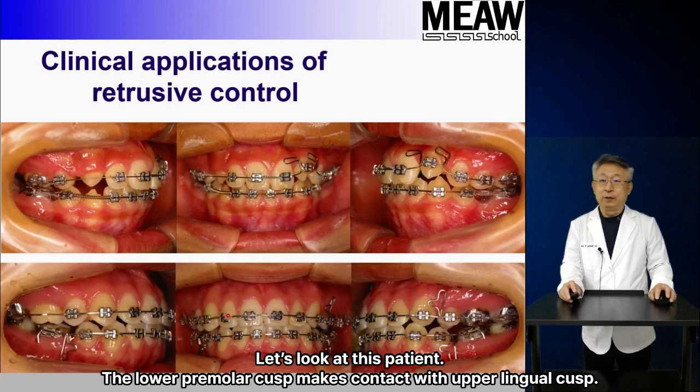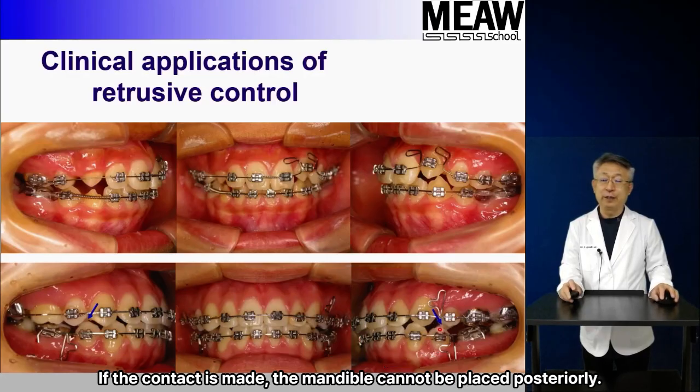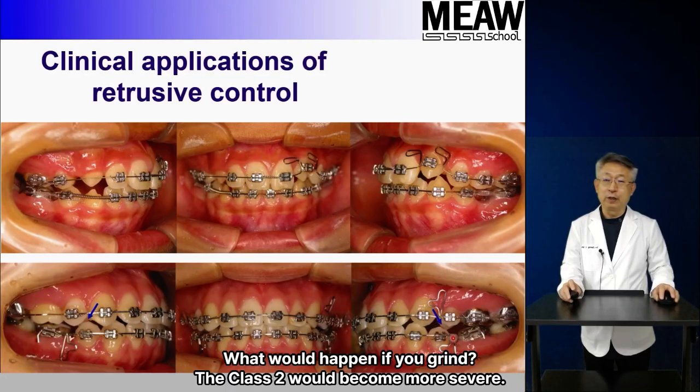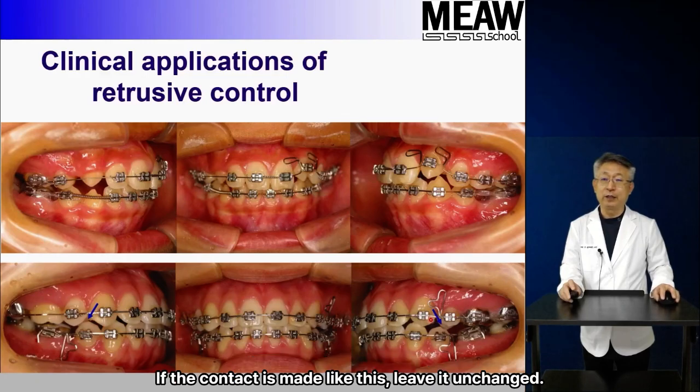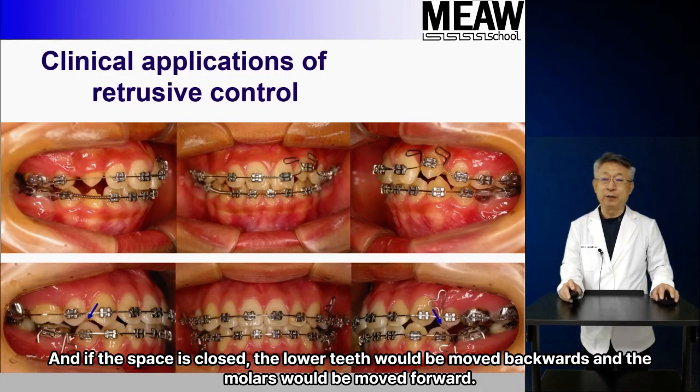Let's look at this patient. The lower premolar cusp makes contact with the upper lingual cusp. If the contact is made, the mandible cannot be placed posteriorly. What would happen if you grind? The Class 2 would become more severe. If the contact is made like this, leave it unchanged. And if the space is closed, the lower teeth would be moved backwards and the molars would be moved forward.